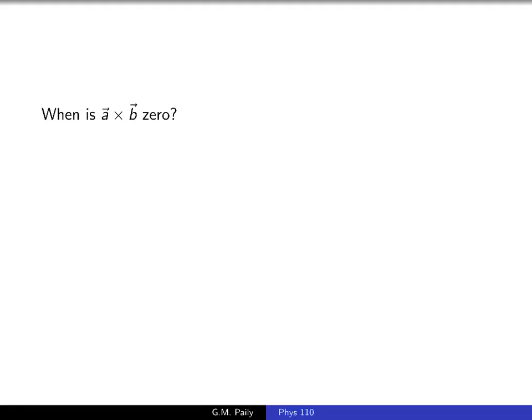Once again, when is A cross B 0? It is 0 when the area of the parallelogram goes to 0, which will happen when A and B are parallel.